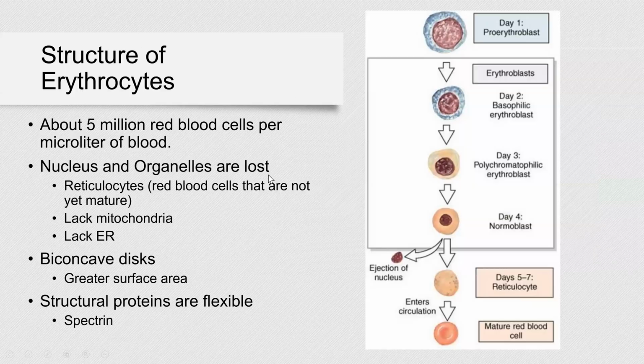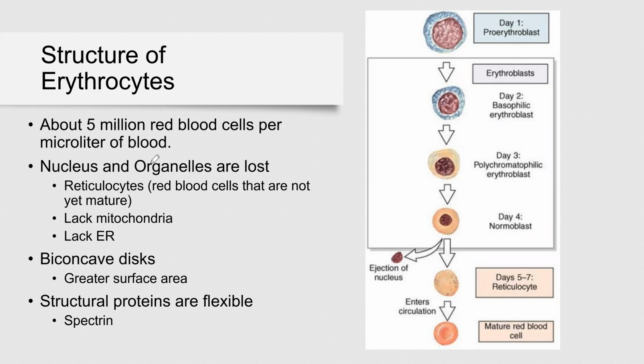Now, structure of erythrocytes. First of all, how many erythrocytes, another name is red blood cells, do we have? In 1 microliter of blood, you have about 5 million red blood cells, so a large amount. Red blood cells are small cells. Those are one of the smallest cells of the human body.